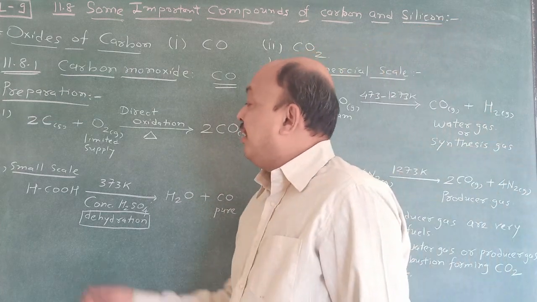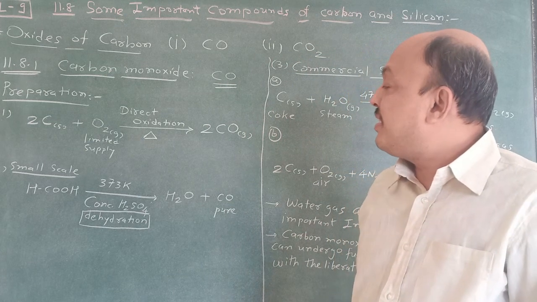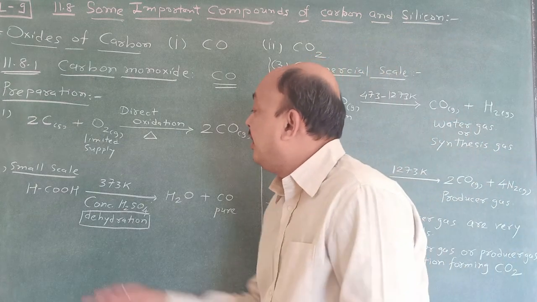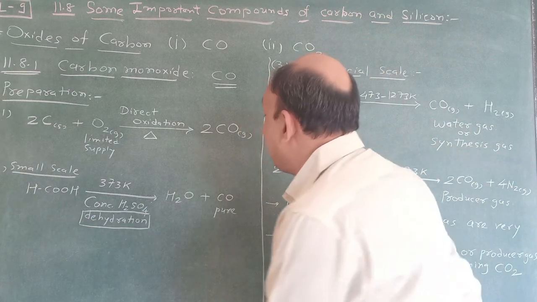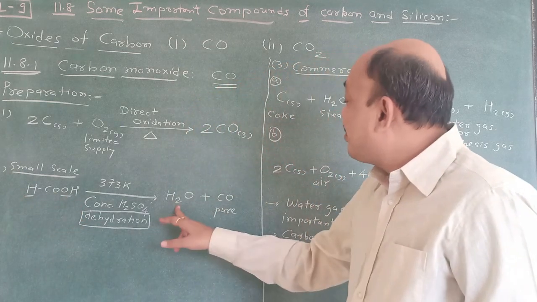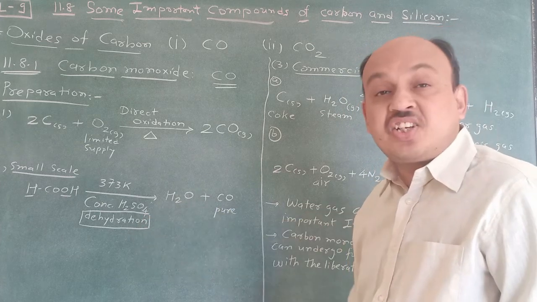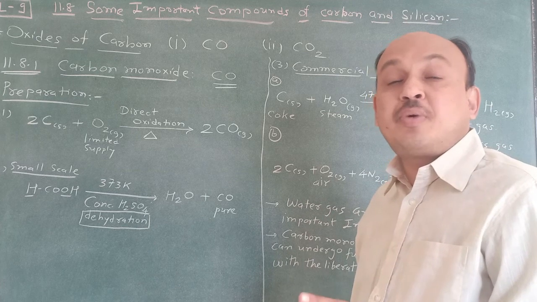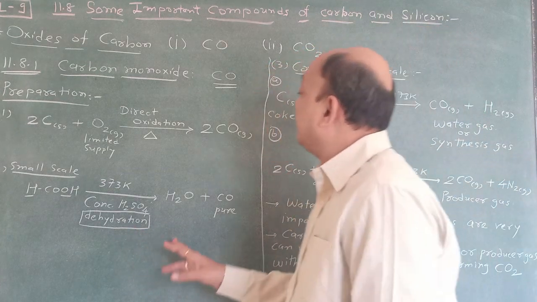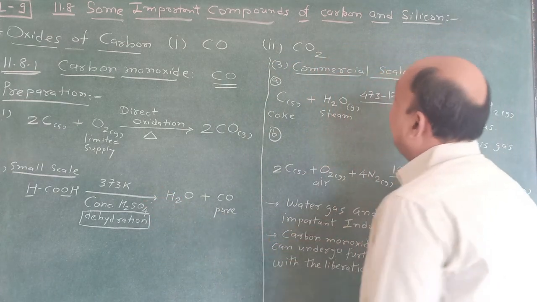Another, on a small scale: formic acid, when we heat in the presence of concentrated H2SO4 at 373 Kelvin temperature, a water molecule is removed. It's very simple to see, H and OH, so H2O plus CO, and this carbon monoxide is in a pure form. So this is a dehydration reaction. In a dehydration reaction, what happened? H2O is removed. That is called dehydration. So on a small scale, carbon monoxide in a pure form we obtain.